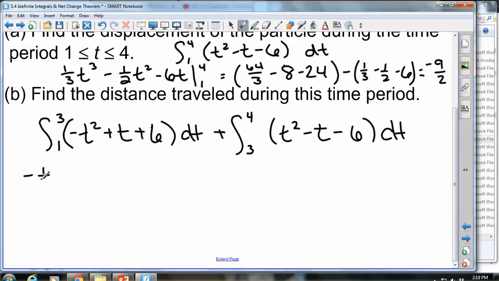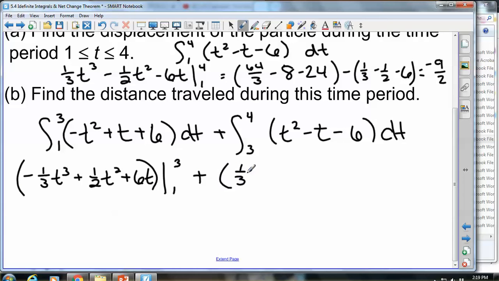Okay, so now we know our antiderivative. This would be -1/3 t cubed plus 1/2 t squared plus 6t from 1 to 3. And this one would be 1/3 t cubed minus 1/2 t squared minus 6t, 3 to 4.